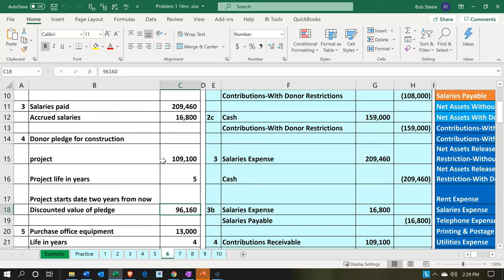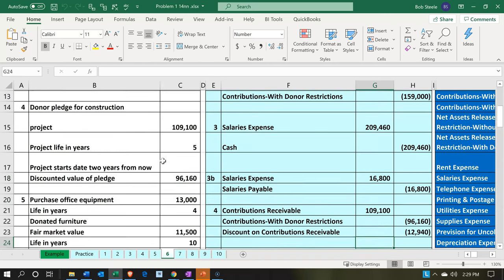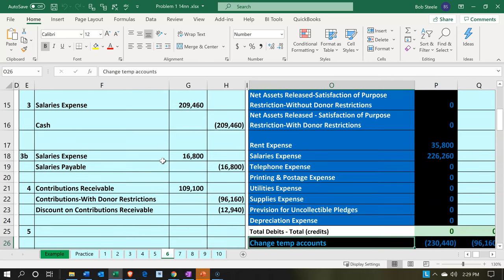So how are we going to record that in terms of a journal entry? Let's look at the journal entry, and then we'll think about how to enter this into our system in Aplos. So obviously we have the contribution receivable. That's going to be an asset account. It's going to go up. We expect to collect the entire 109,100. Although we expect to collect that entire amount, it's not going to be for 2 years, or we can't use it for 2 years. Therefore, we're only going to be recording the contributions with donor restrictions, which is basically our revenue account, but restricted, of the 96,160. So revenue goes up by that. There's going to be a difference then of the 12,940. So we're going to record that to an account called discount on contributions receivable.